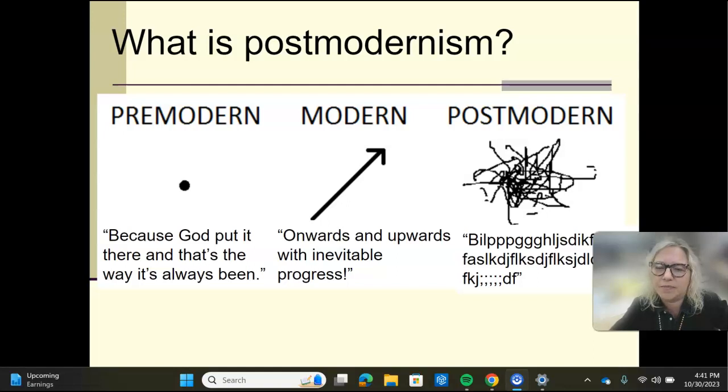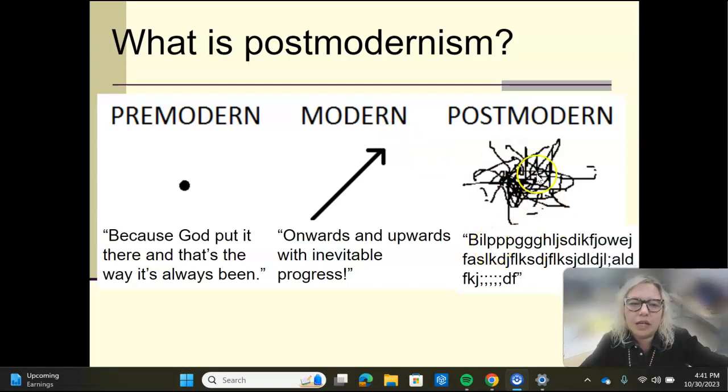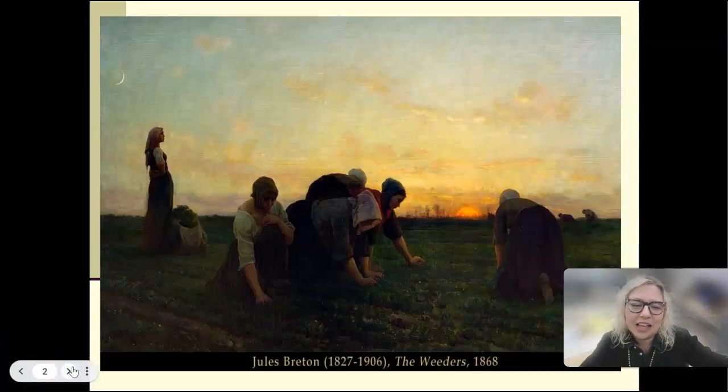What is postmodernism? I like this image. Pre-modern, because God put it there, and that's the way it's always been. It's like a little dot. Then we get to modernism, onwards and upwards with inevitable progress. We're only getting better. And postmodernism, a little bit like this. Let me tell you some more.